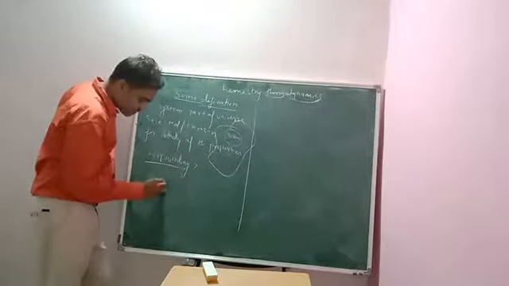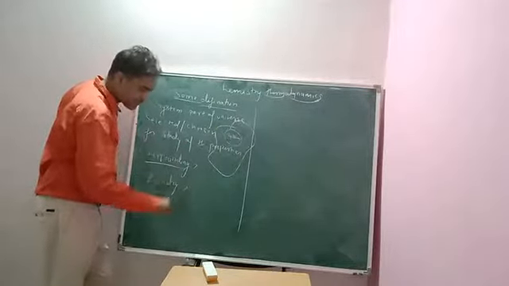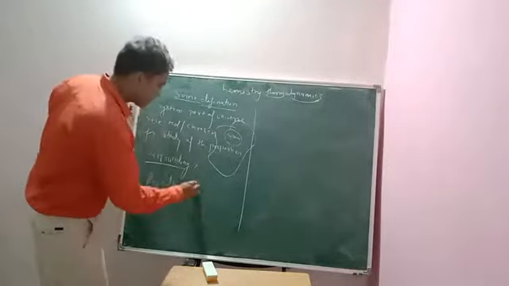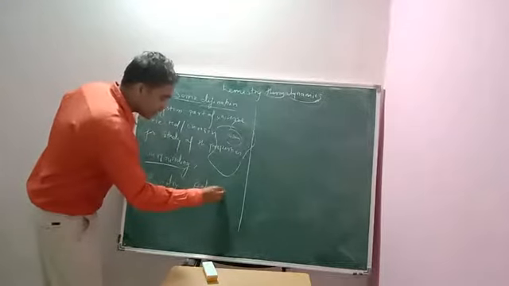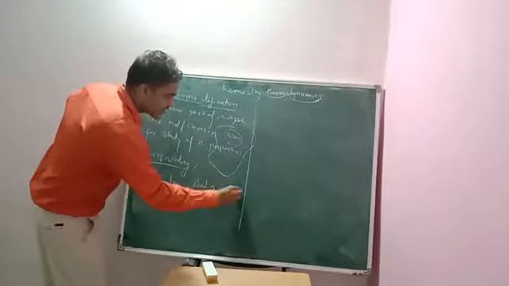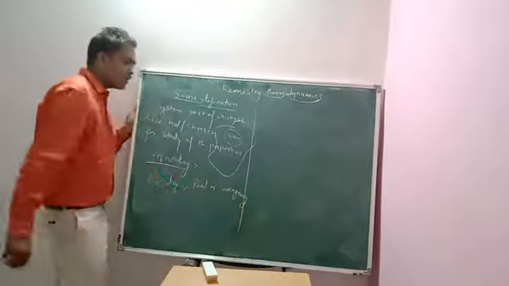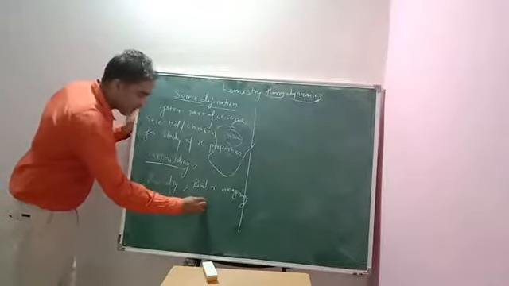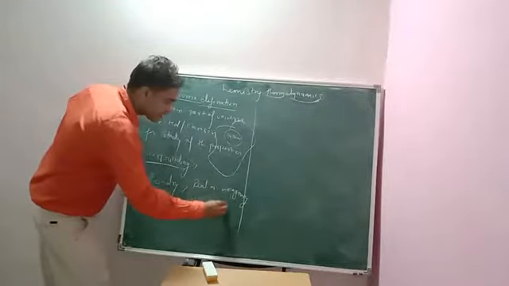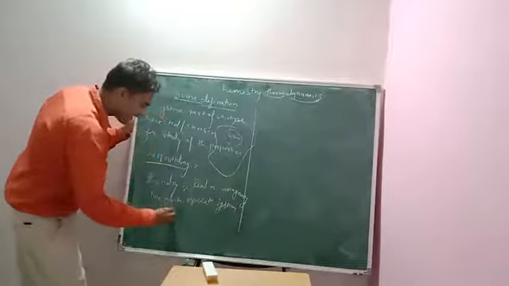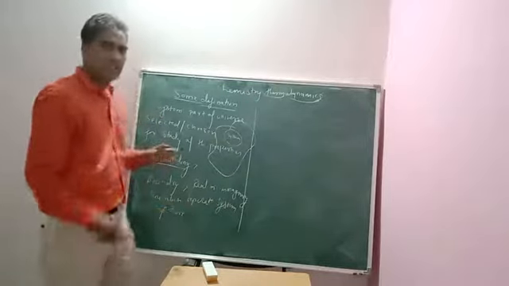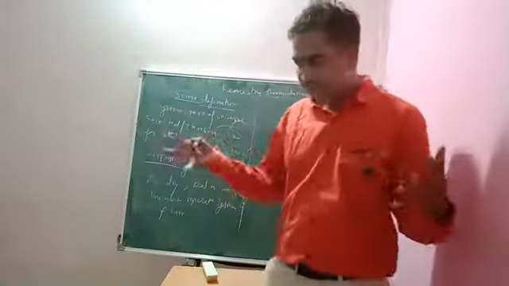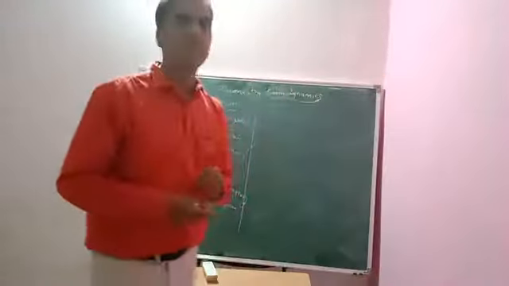Now third definition, boundary. The real or imaginary line which separates system and surrounding. See, the real or imaginary line which separates the system and surrounding is called as boundary.